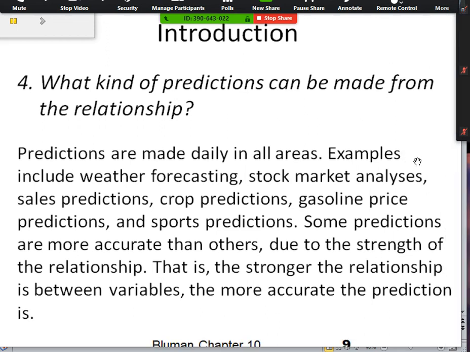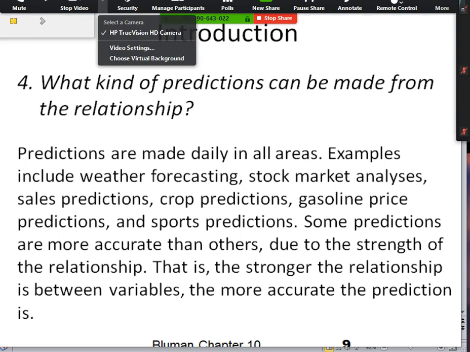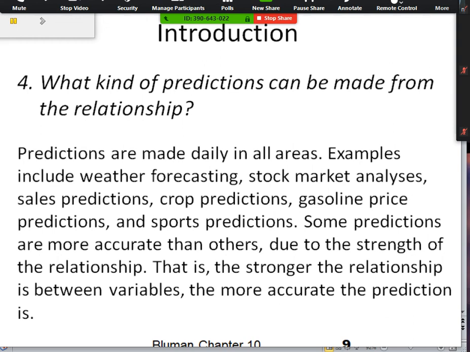What kind of predictions can be made from the relationship? Predictions are made daily in all areas. Examples include weather forecasting, stock market analysis, sales predictions, crop predictions, gasoline price predictions, and sports predictions. Some predictions are more accurate than others due to the strength of the relationship. That is, the stronger the relationship is between variables, the more accurate the prediction is.